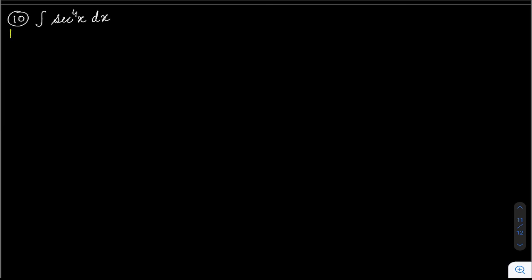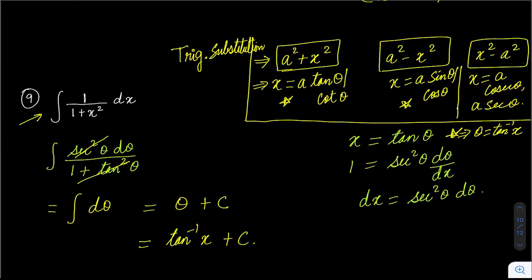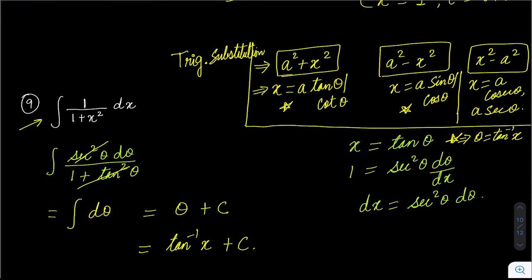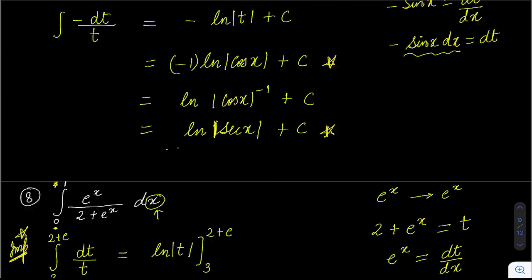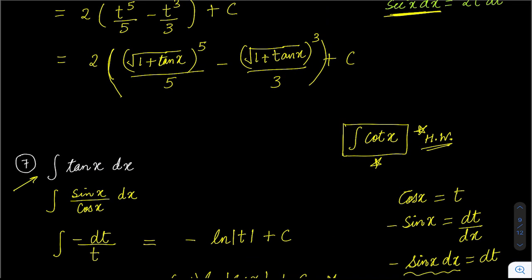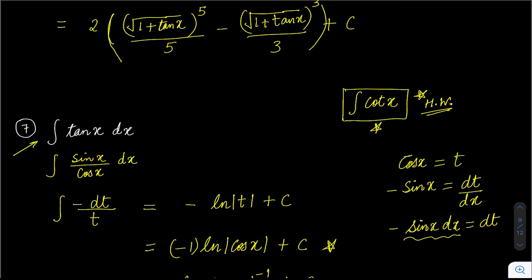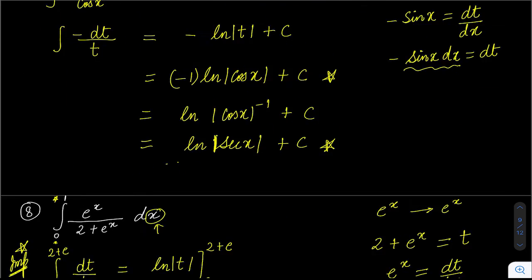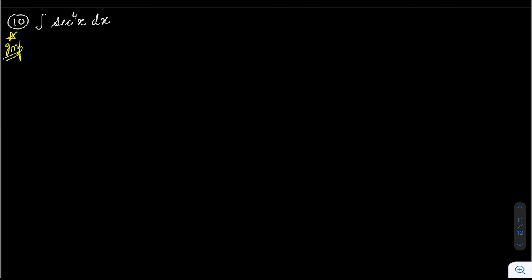This is also an important one. Integration of secant power 4x dx. Now again, you will wonder, this is only one function. Like you wondered here, only one function, and one more question, tan x, only one function is there. So what we did was, we changed into trigonometry. Using trigonometry, we changed into 2 functions, or we simplified. So same thing we are going to do here.